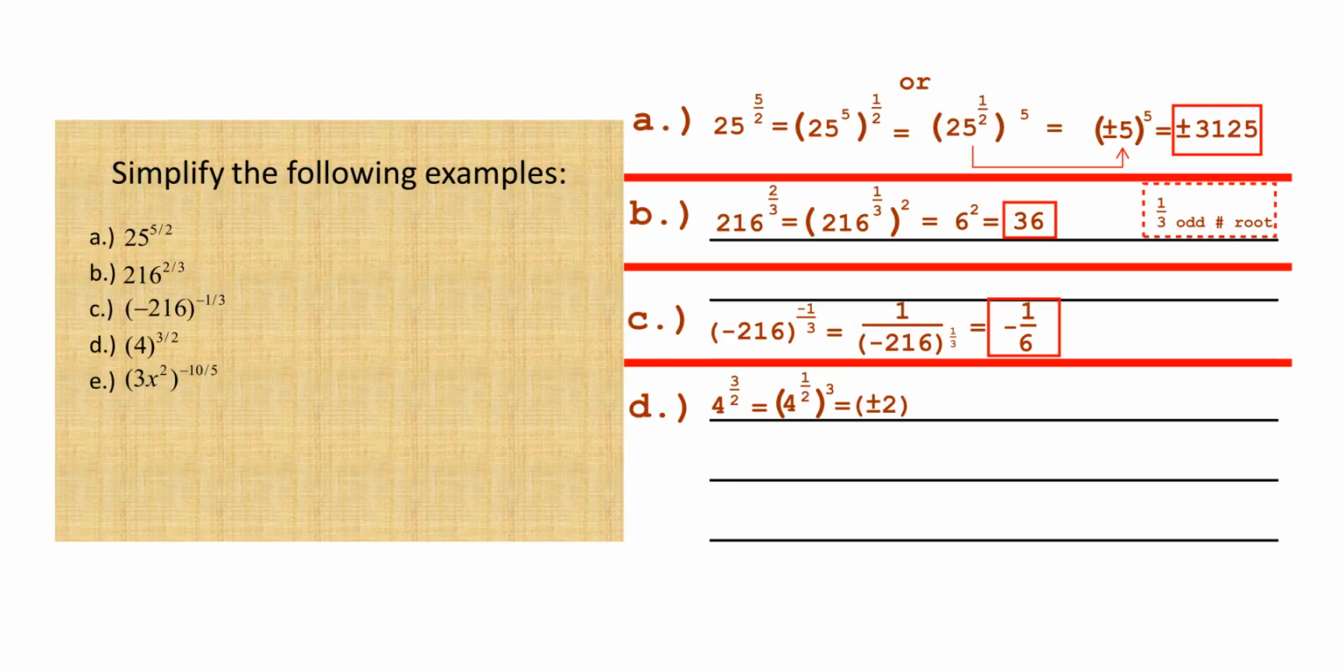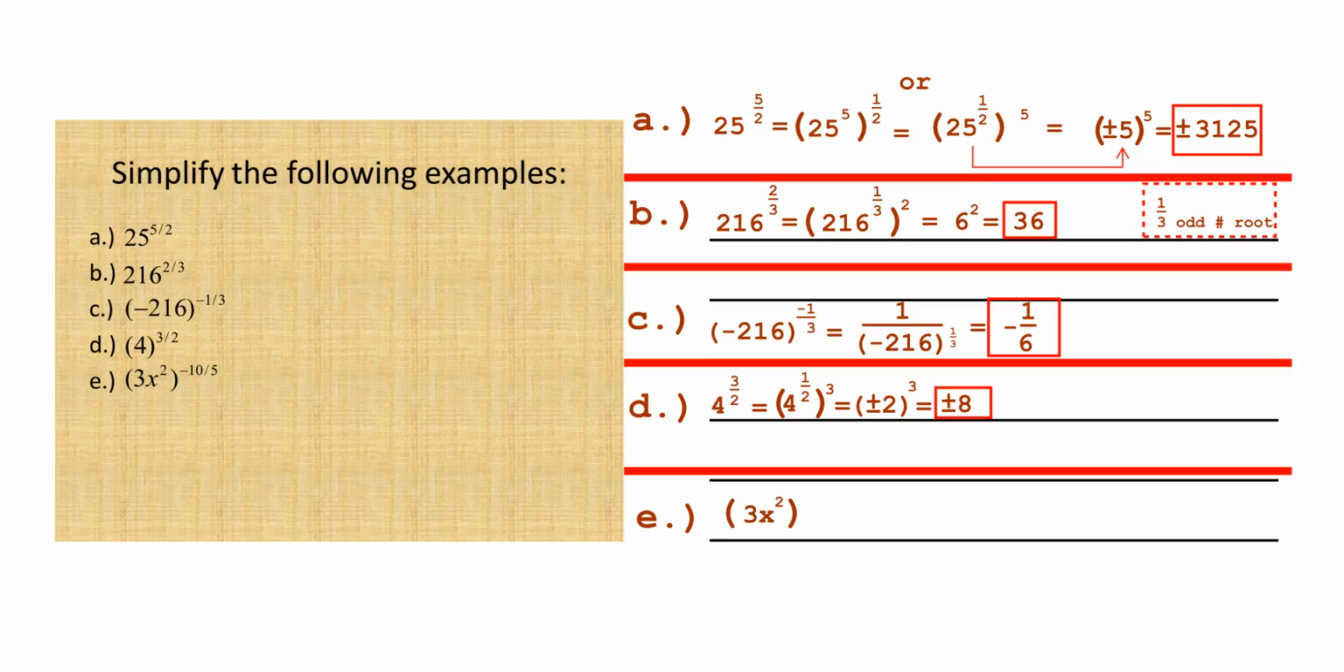Okay. So now what do we do? Well, let's not forget the exponent, 3. In other words, 2 times 2 times 2, or negative 2 times negative 2 times negative 2, right? So in this case, we could get plus or minus 8. So there's our answer. And going for the last one, E.